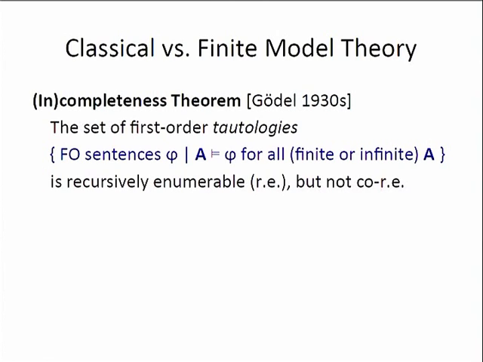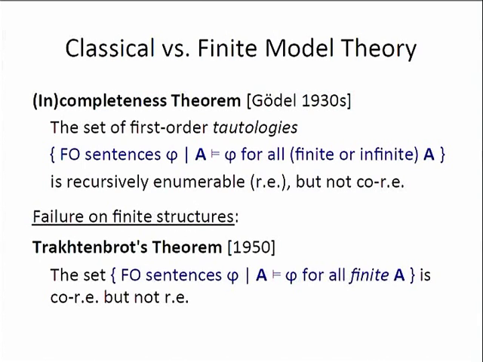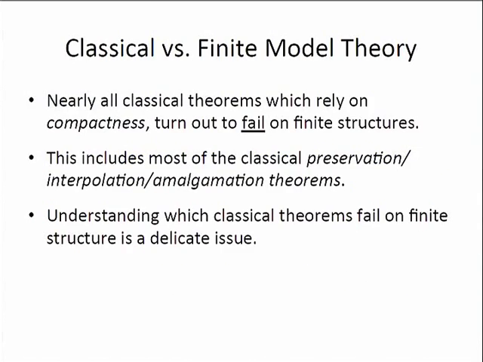Similarly, the completeness and incompleteness theorems of Gödel say that the set of first-order tautologies, the set of first-order sentences phi such that phi holds for all structures A, including finite and infinite structures, is recursively enumerable but not co-r.e. And it's interesting that on finite structures, the opposite holds. This is known as Trakhtenbrot's theorem, that the set of finite tautologies is co-r.e. but not r.e. So that's another big difference between classical and finite model theory.